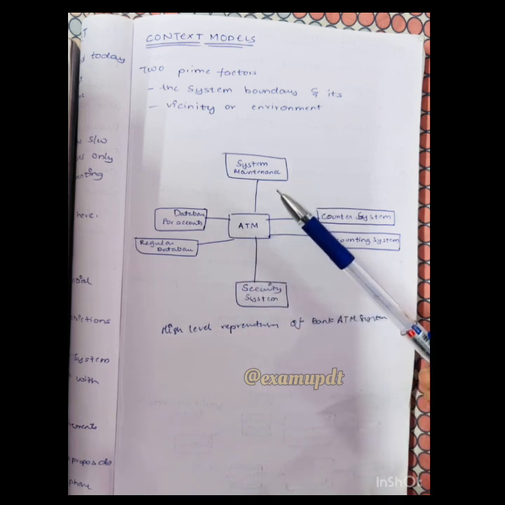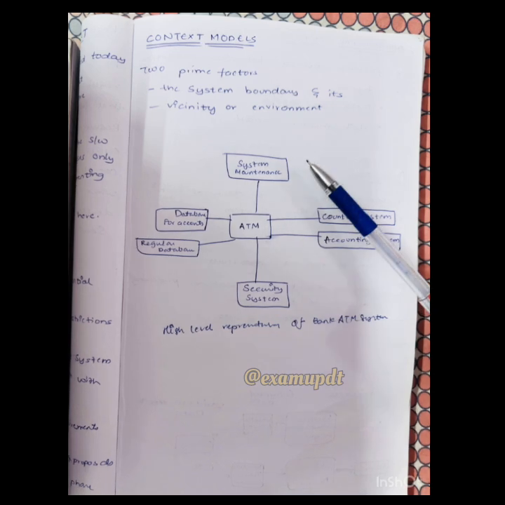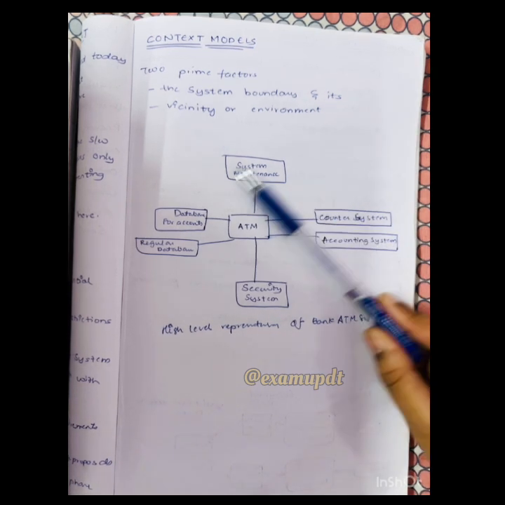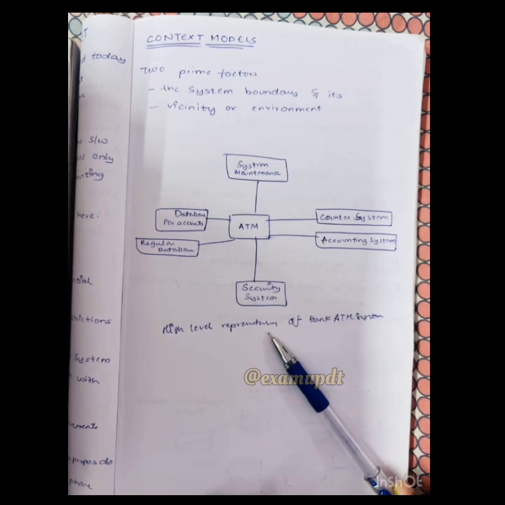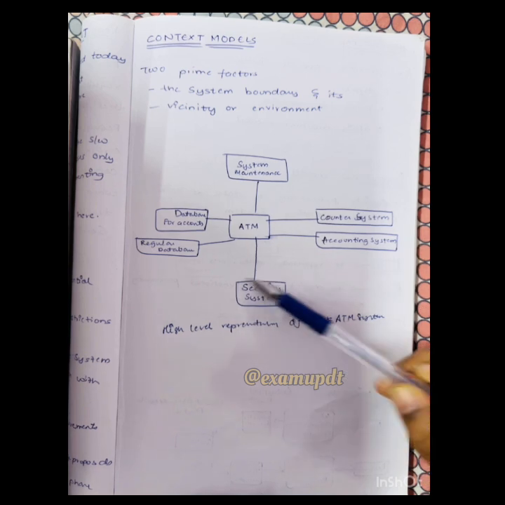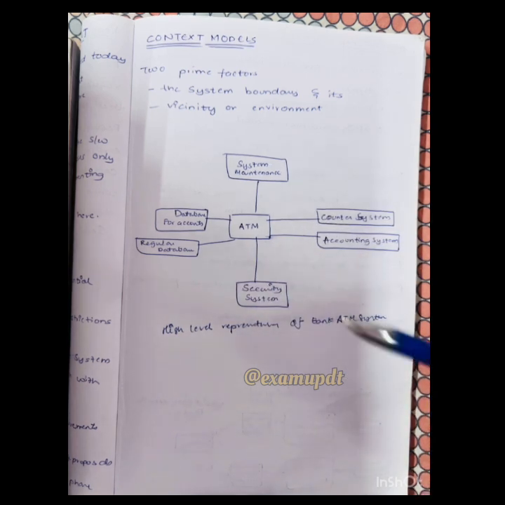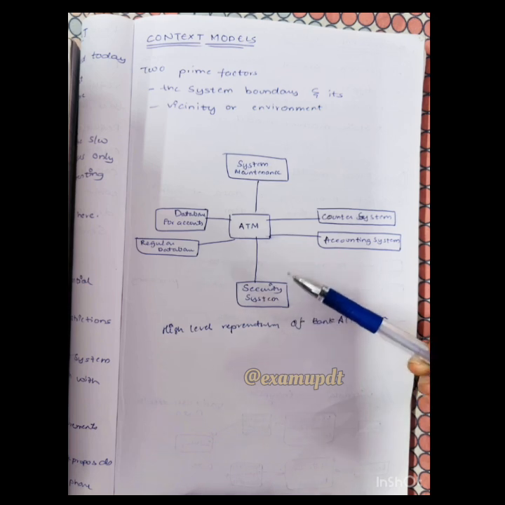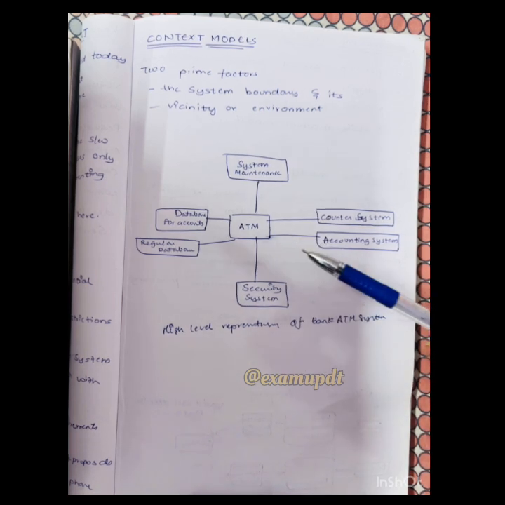architectural model. So this figure shows the high level representation of a bank ATM system. In this block diagram we use rectangles for the subsystems. See, these are the rectangles. We use these rectangles for the subsystems, with their names inside, and lines to show how they're collaborating with each other.